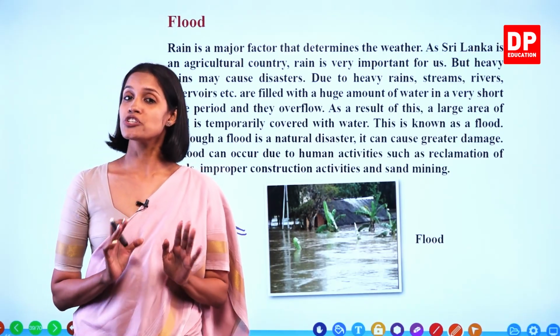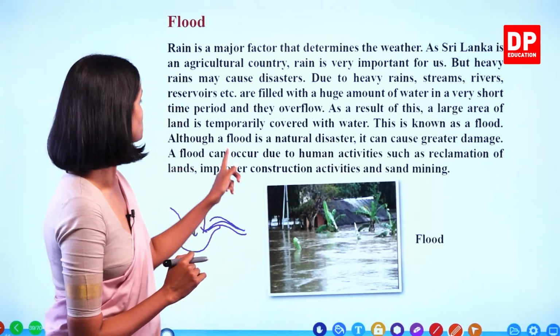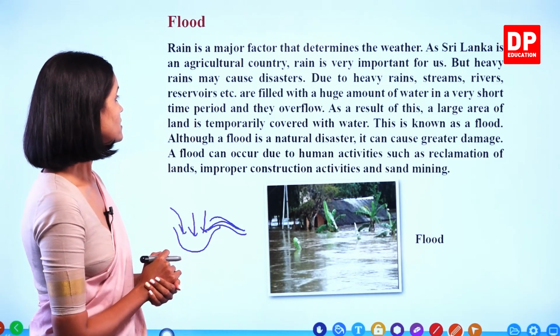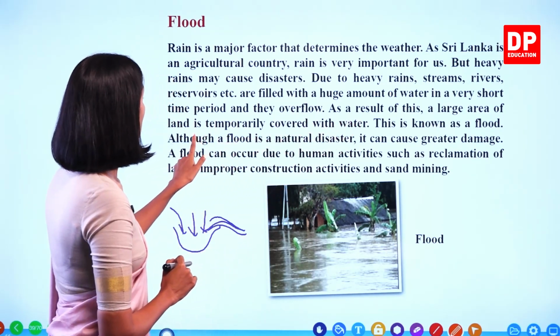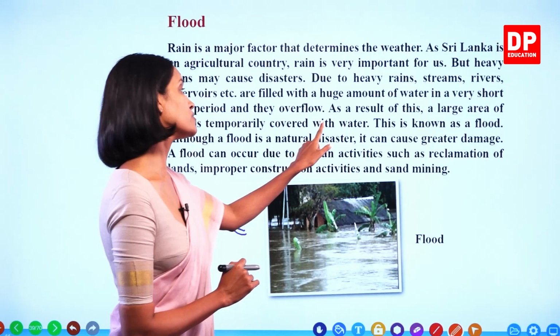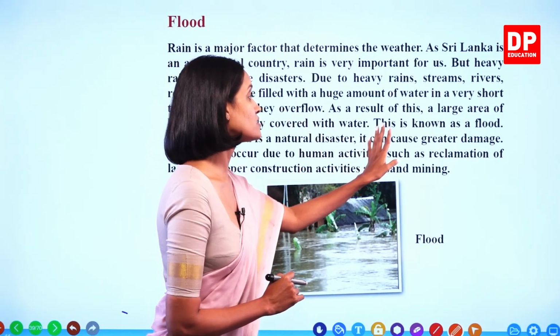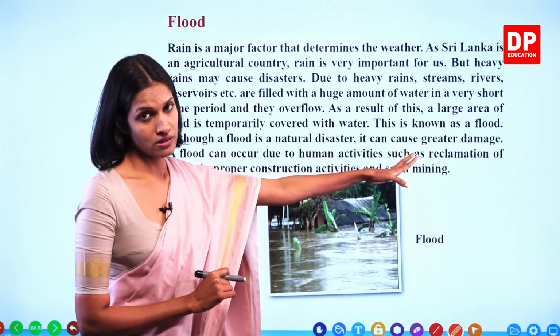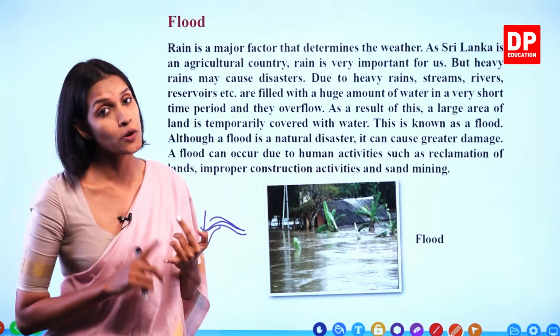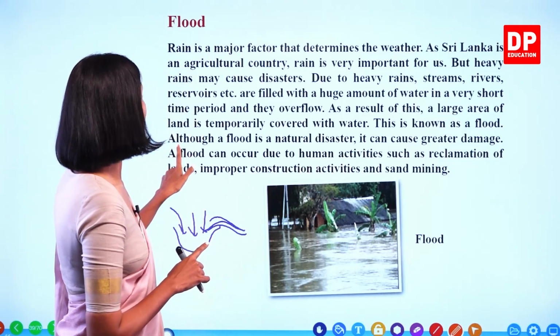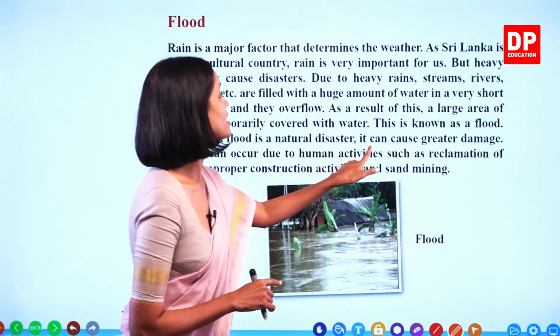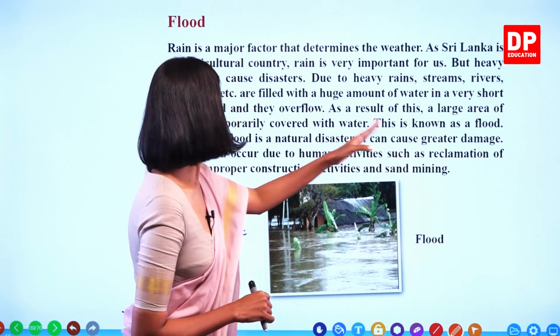Right, children. So you watched the video on floods. We'll go through this again, right? So this is known as a flood. Although a flood is a natural disaster, it can cause greater damage, right? Loss of lives, loss of properties, likewise. A flood can occur due to human activities such as reclamation of lands.